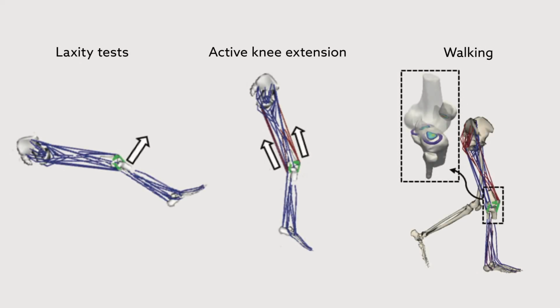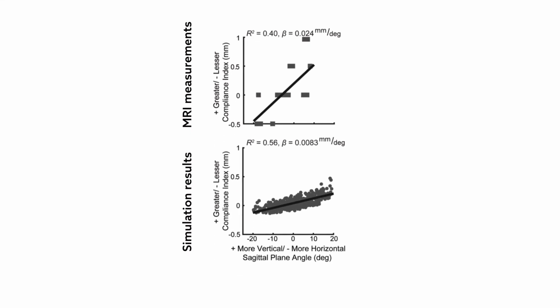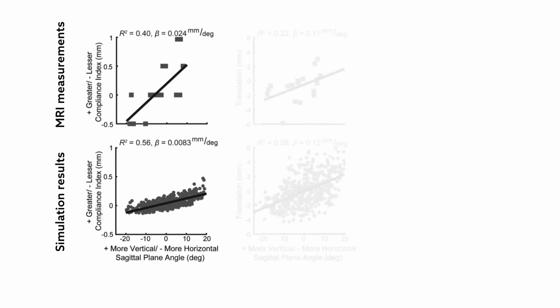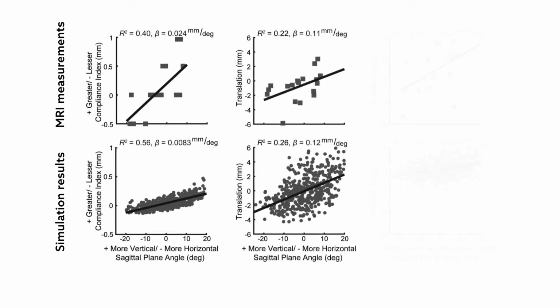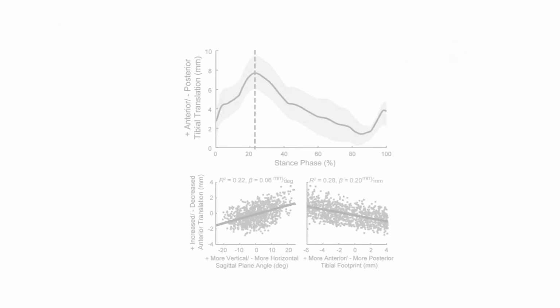Both the MRI measurements and the simulations revealed the same pattern. A more vertical graft in the sagittal plane was significantly related to greater knee laxity, greater anterior tibial translation, and a greater internal tibial rotation during active knee extension. These effects carried over to the simulations of walking.